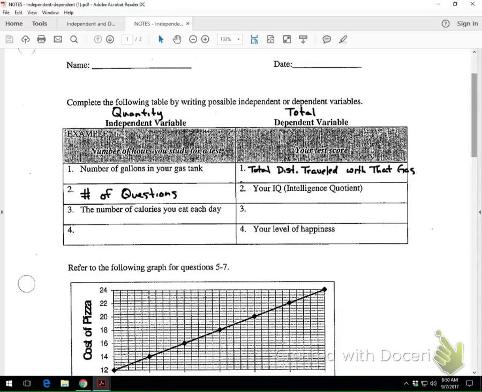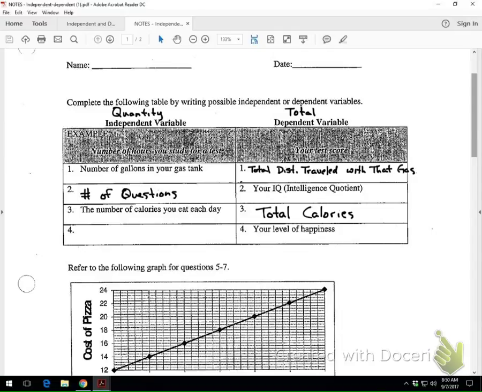Okay, number 3. The number of calories you eat each day. Think about when you go to lunch, whatever you eat. How many calories is in each of the foods you eat? That's independent. Number of total calories. So if we do number of each, then dependent would be the total amount of calories of everything you took in. All the calories put together.